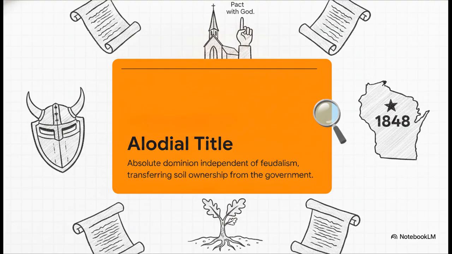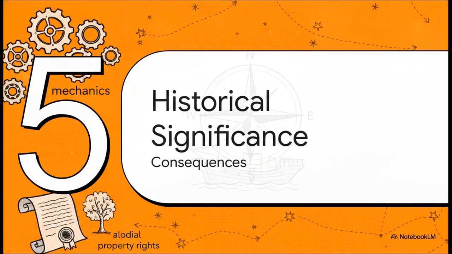That means the entire transfer of ownership of the soil from the government. It represents absolute dominion. The sources go into some really fascinating detail here, noting that the term comes from the Teutons and the Old Norse word othala, which means ancestral inheritance. Under this concept, you make a pact with God to be a good caretaker of the land, completely independent of any feudal tenure. And the sources note this specific protection was even enshrined in Wisconsin's first state constitution in 1848.